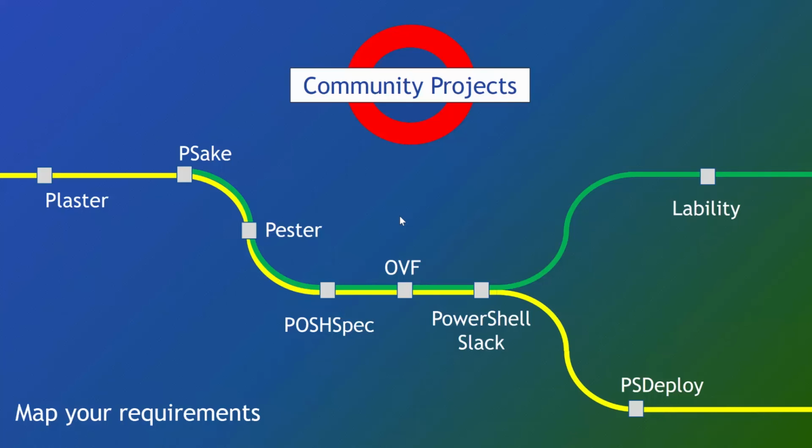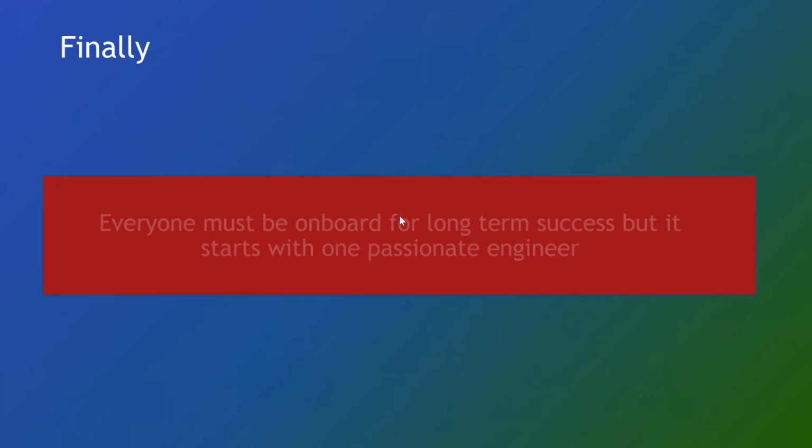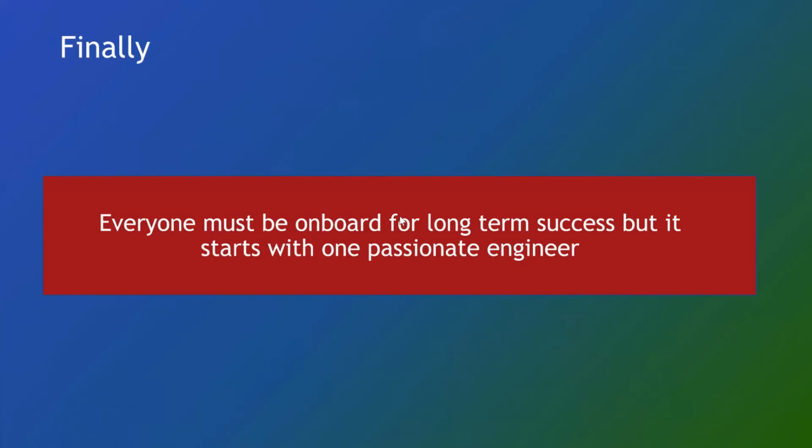PSDeploy I mentioned, and I really am a big fan of that one. Lability is cool. It's a way of getting very, very predictable and simplifying around Hyper-V environments, storing that as config data and using DSC to drive it. So it's a way to very quickly spin up and down VM environments on Hyper-V and to integrate that with build. And I'll close with just one point.